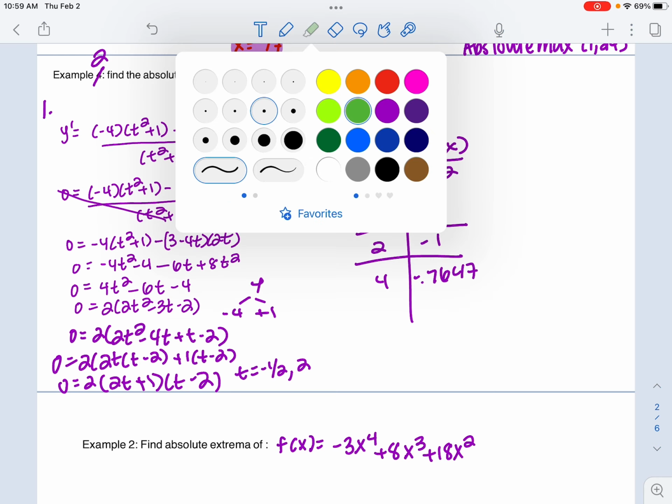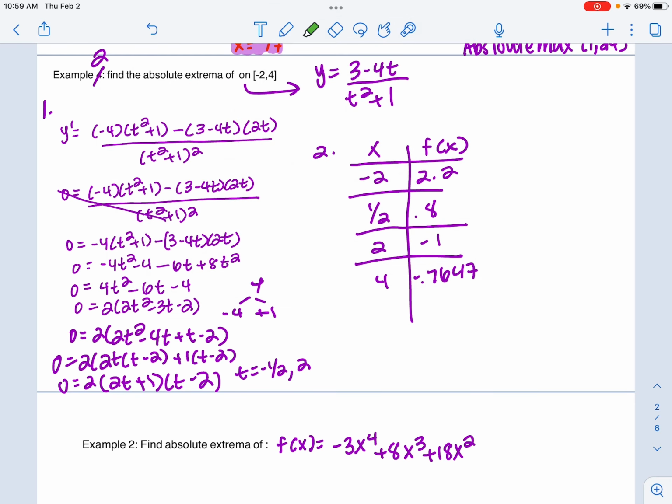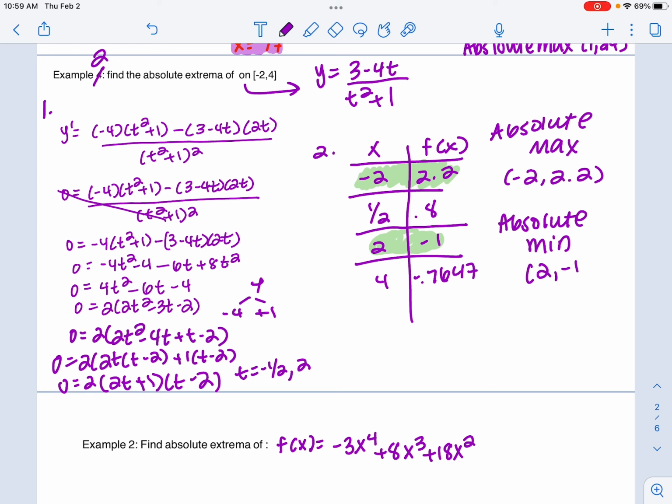But I finished my table, and I have found that my highest point is at negative 2.2, so my absolute max is again at an endpoint, and that is negative 2.2. And then my absolute minimum is also at an endpoint, or no, sorry, it's not. That's right here. So my absolute min is at 2, negative 1. So those are two kinds of problems you'll see about absolute max and mins. If you need a little bit more time, just pause this.